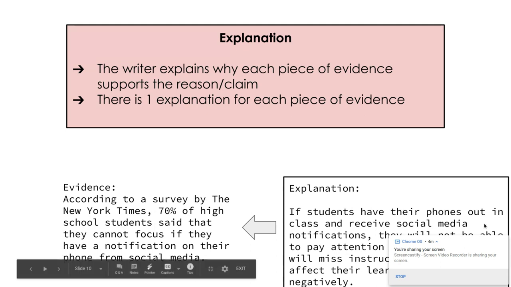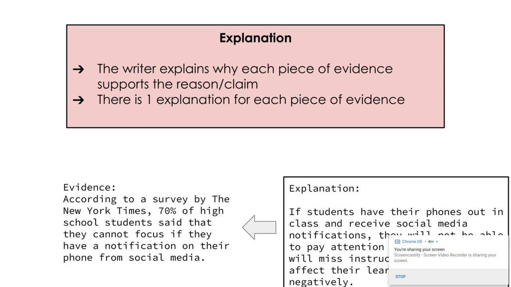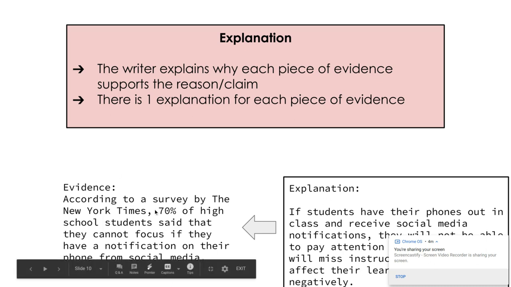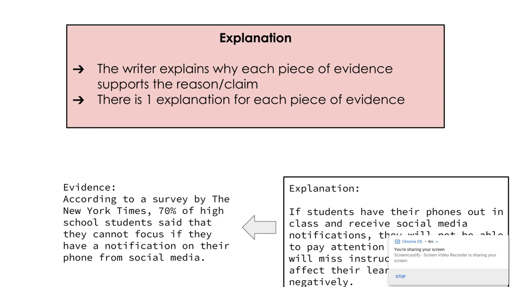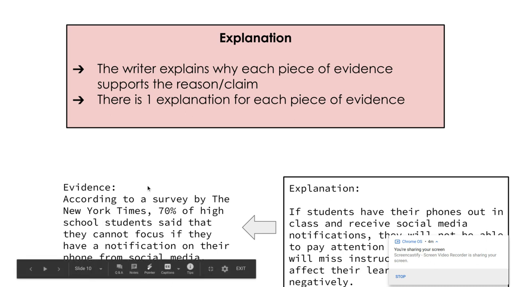Next, we need an explanation. The writer explains why each piece of evidence supports the reason or the claim. There is one explanation for each piece of evidence. So we still have that piece of evidence, but we can't just leave it there in the argument. You have to explain why it supports your reason and your claim. Here's the explanation. If students have their phones out in class and receive social media notifications, they will not be able to pay attention and they will miss instruction, which will affect their learning negatively. So we have an explanation. How does this piece of evidence connect back to that reason and the claim? All right.